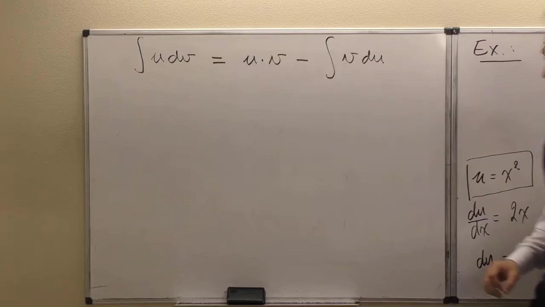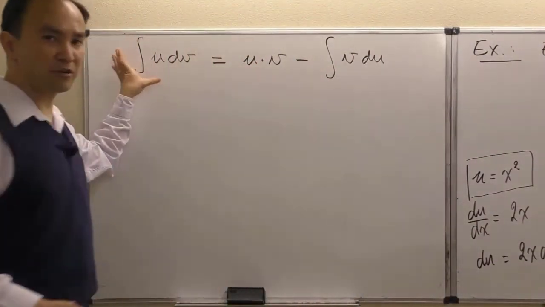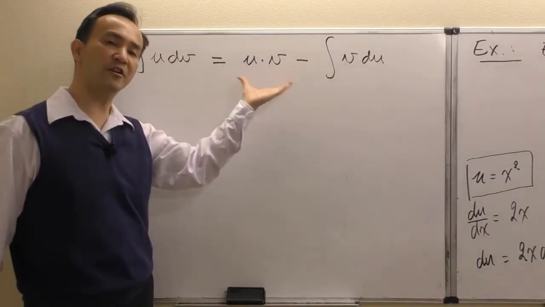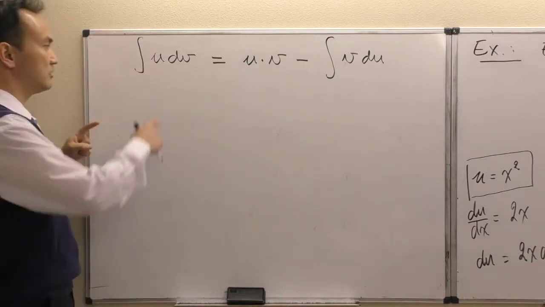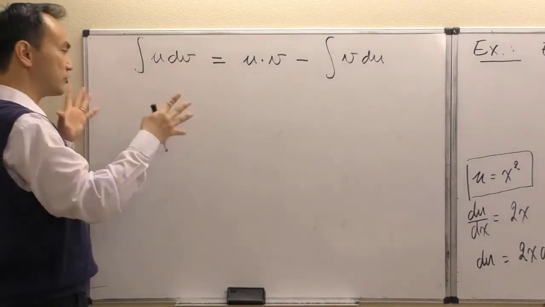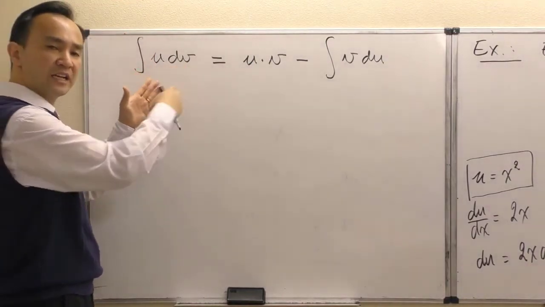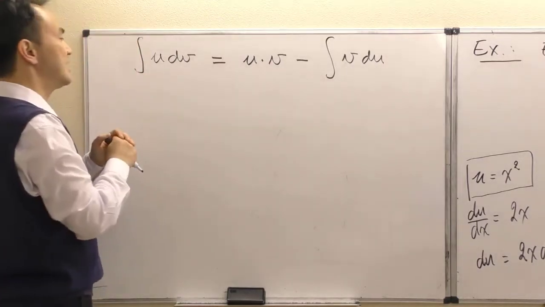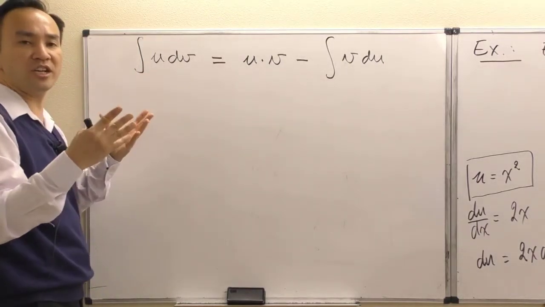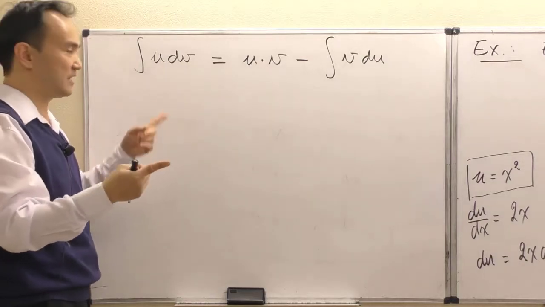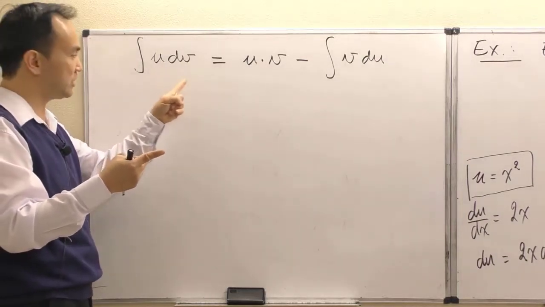And so on my other board, I'm going to have that formula for integration by parts again here. This u dv, needless to say, is what we should recognize in our beginning problem. So our integral of x squared cosine of x dx is now aligned with this u dv.